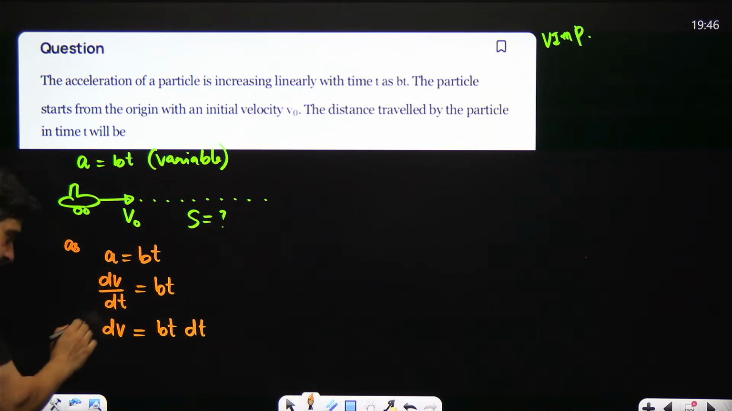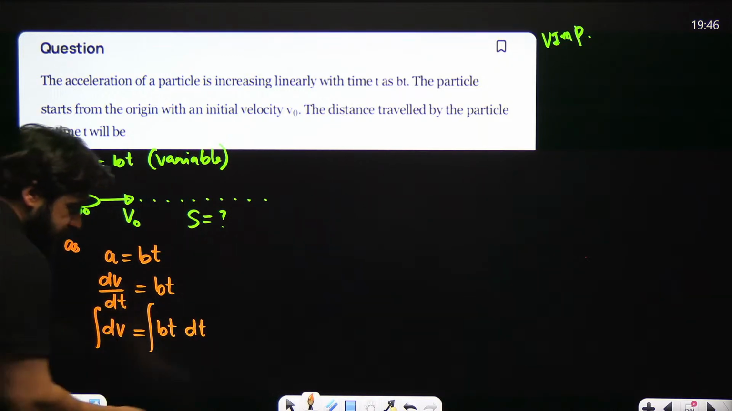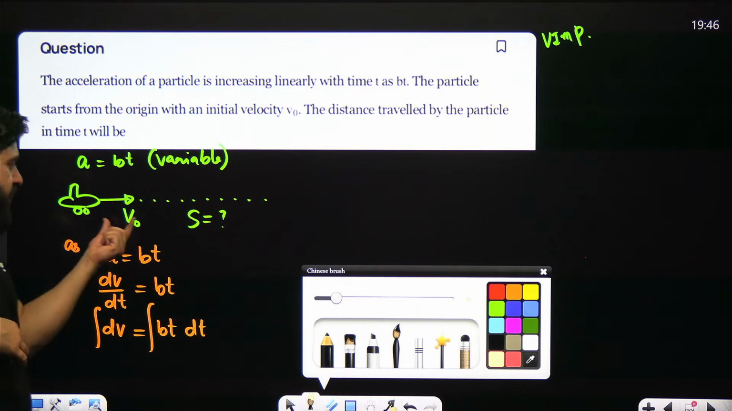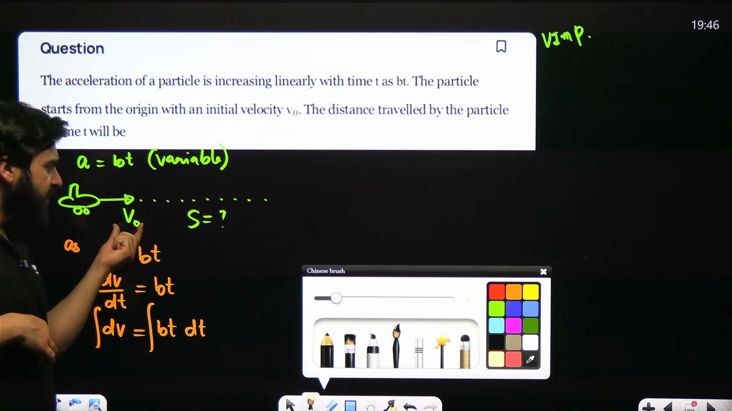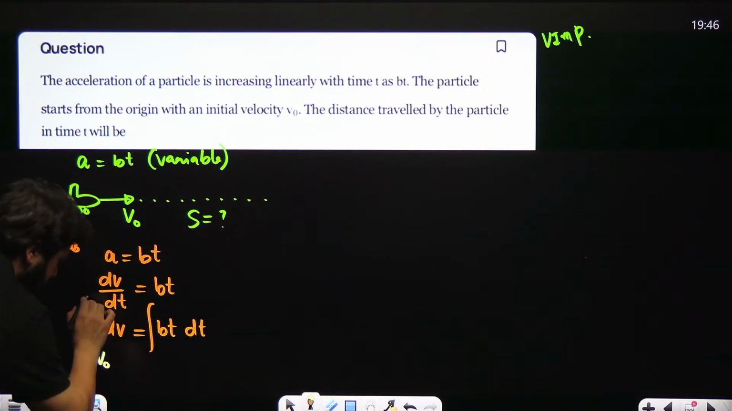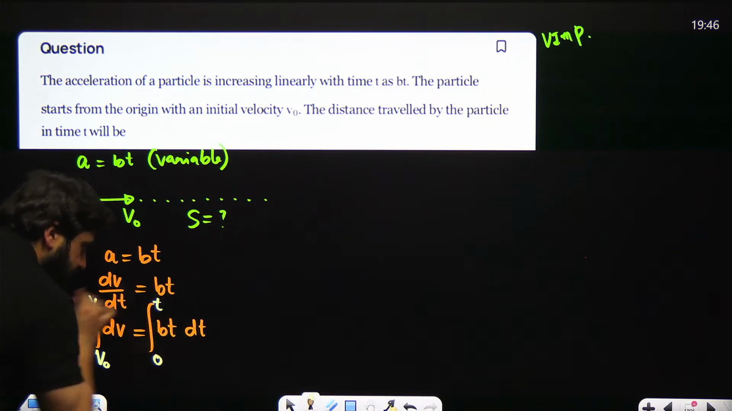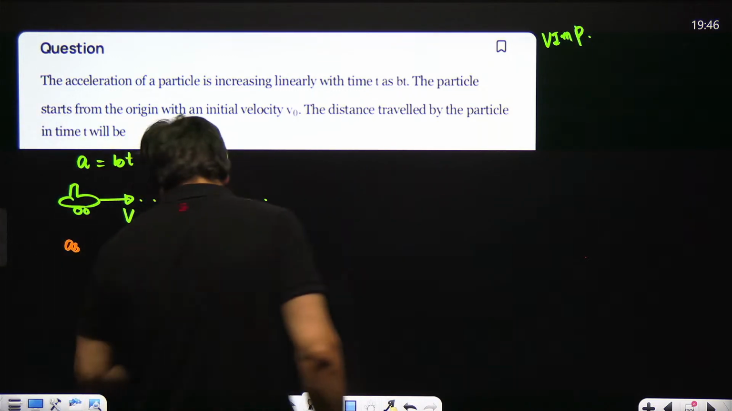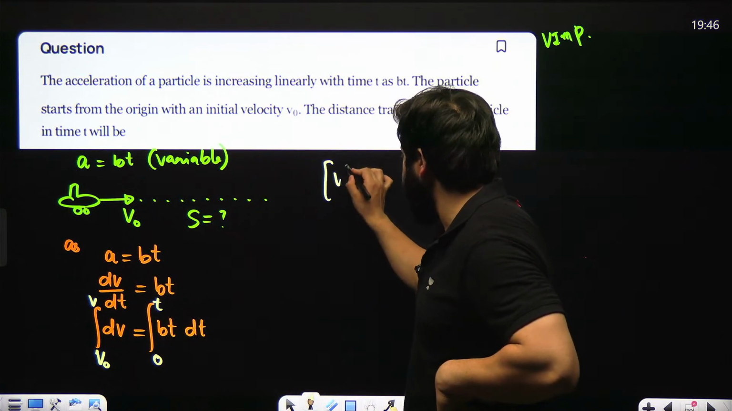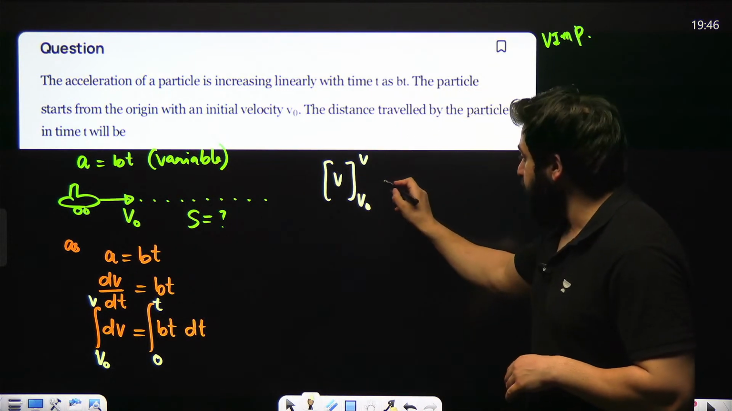Now integrate both the sides. Now put the limits. Initially its velocity is v naught. Finally, let's suppose its velocity is v. Initially time is 0 and finally let's suppose time is t. Now, guys, what is the integration of dv? Integration of dv is v, from v naught to v.